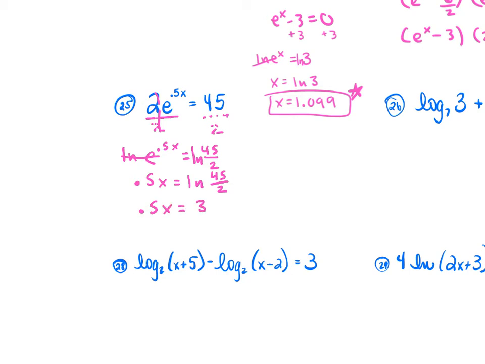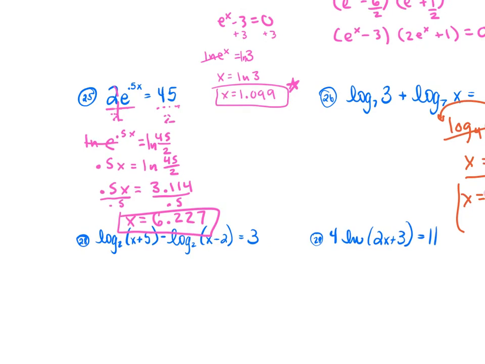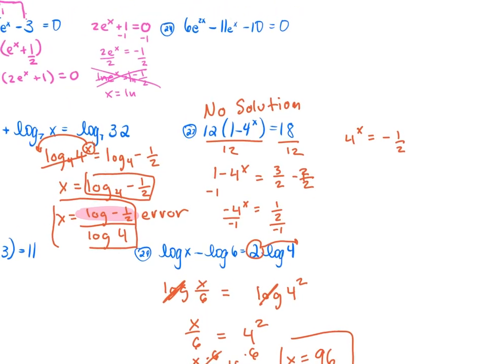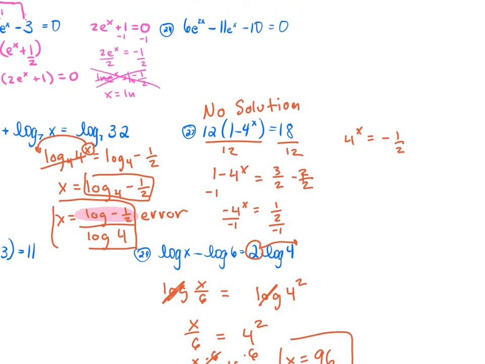So ln of 45 over 2 would be 3.114. Divide both sides by 0.5. What do we get for x? 6.227. Any questions on 25? All right, 27 we did in class yesterday. Do you want me to do it again? Are you good? I'll do it again.